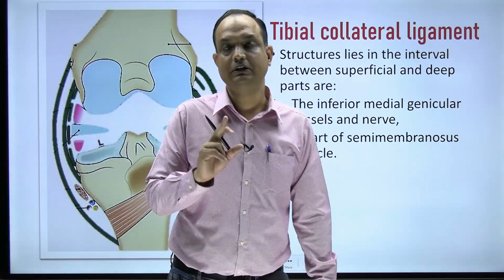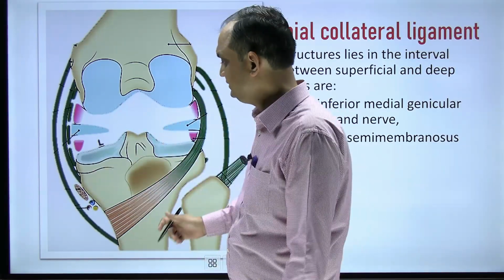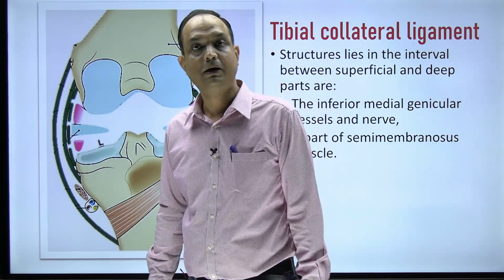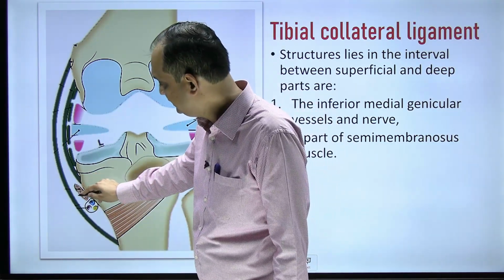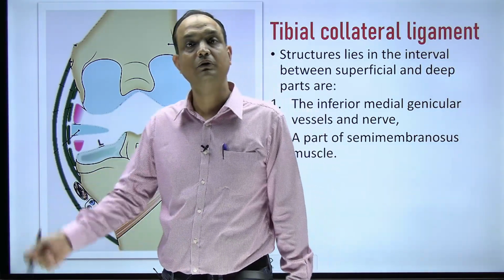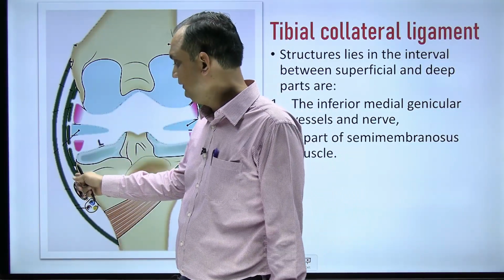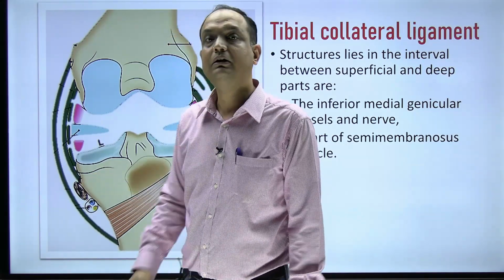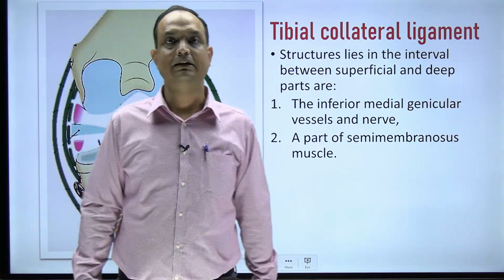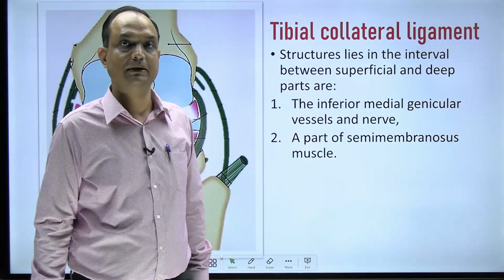I told you one of the contents, that is the inferior medial genicular nerve and vessels. These lie deep to the superficial part. Apart from that, you will find the terminal part of the semimembranosus muscle, because the semimembranosus will go and insert into its groove on the posteromedial aspect of the medial condyle, where you have the attachment of the deep part of the tibial collateral ligament. Clear? So this is again a question for your exam: the structure that lies between the superficial and deep part of the tibial collateral ligament.